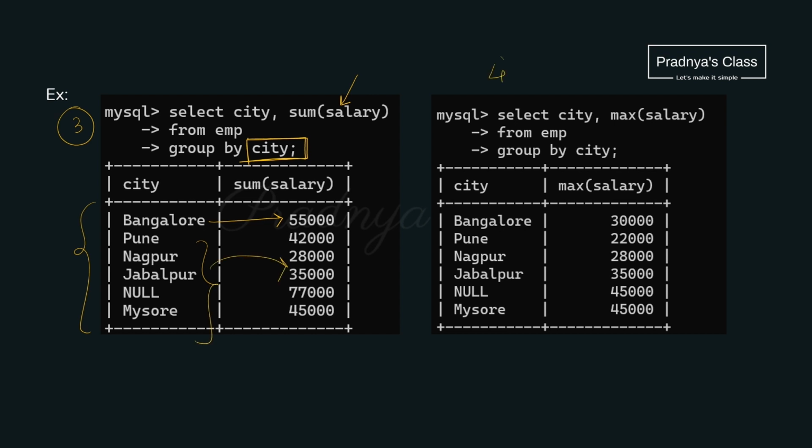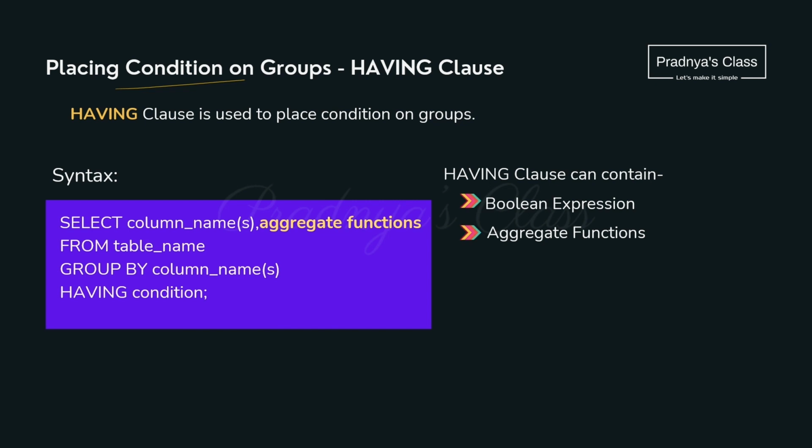In the fourth example, we are applying max function. Grouping is same based on city. So, all the names of the cities are getting displayed, and the maximum of salary among all the salaries from Bangalore city is 30,000. So always remember, when we use group by clause, you need to use aggregate function along with that.